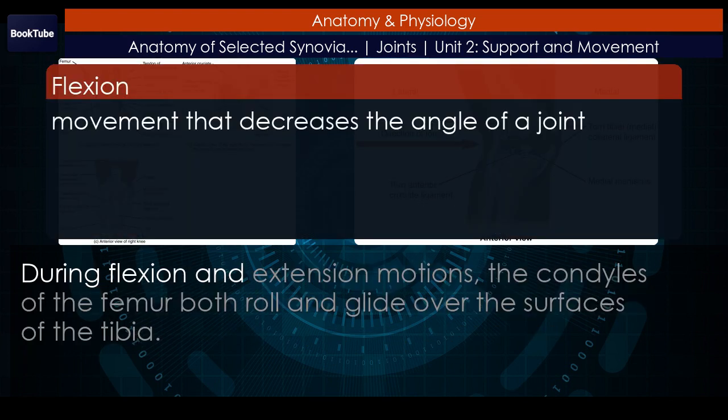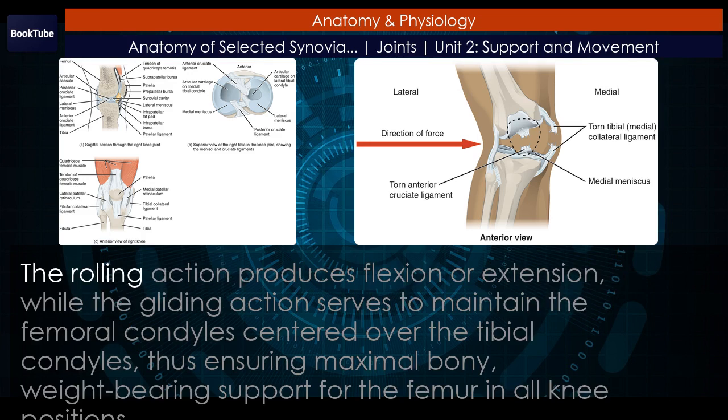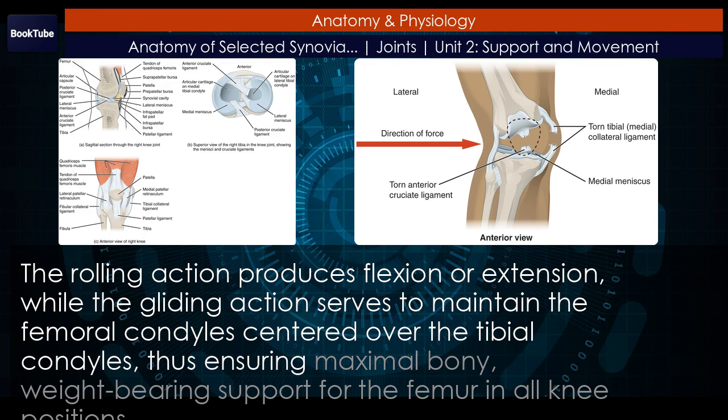During flexion and extension motions, the condyles of the femur both roll and glide over the surfaces of the tibia. The rolling action produces flexion or extension, while the gliding action serves to maintain the femoral condyles centered over the tibial condyles, thus ensuring maximal bony, weight-bearing support for the femur in all knee positions.